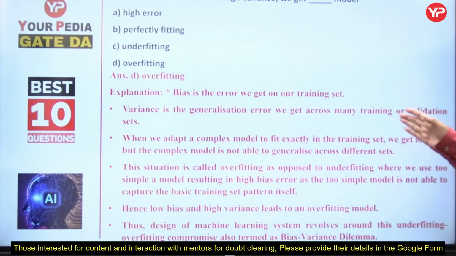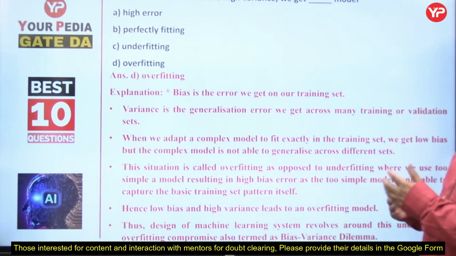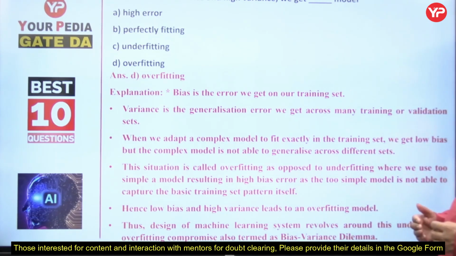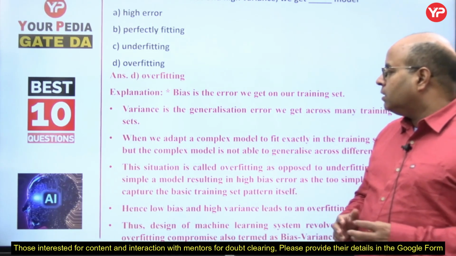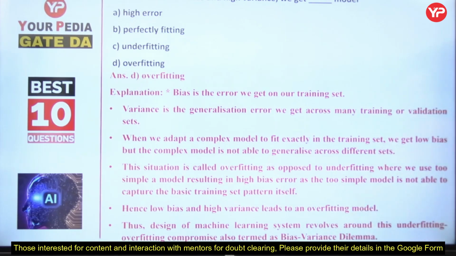Variance is the generalization error we get across many training or validation sets. When we adopt a complex model to fit exactly in the training set, we get low bias, but the complex model is not able to generalize across different sets. This situation is called overfitting.